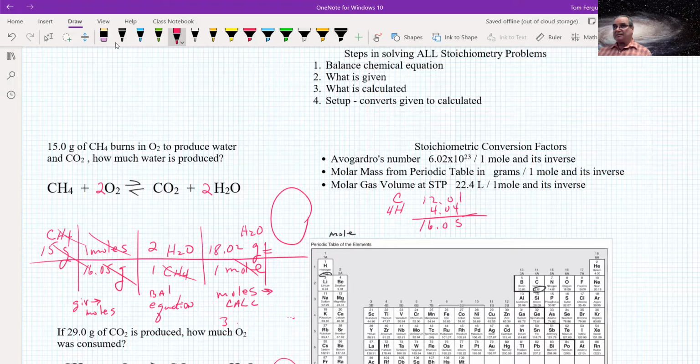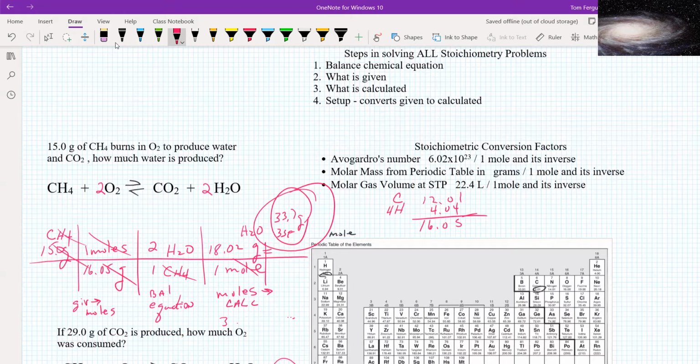And again, this is going to be 90% credit. So how many sig figs are we talking about here? That's 15.03. So 33.7 grams.